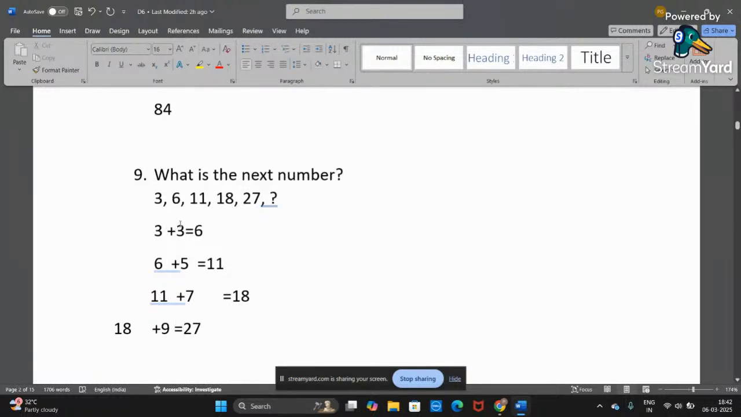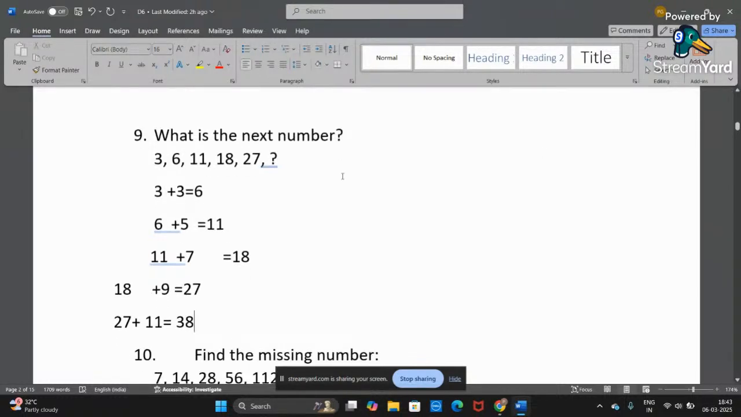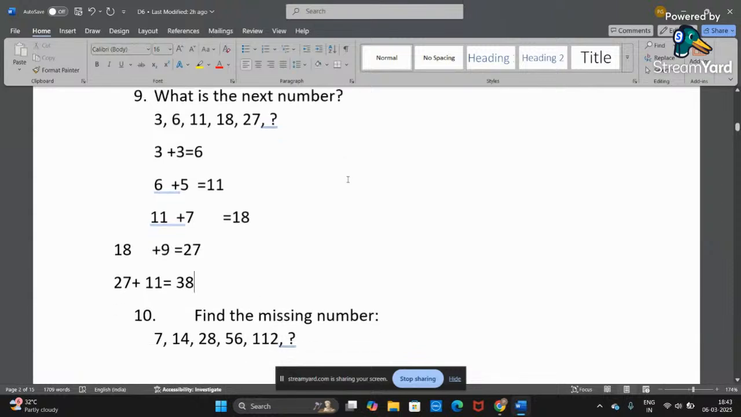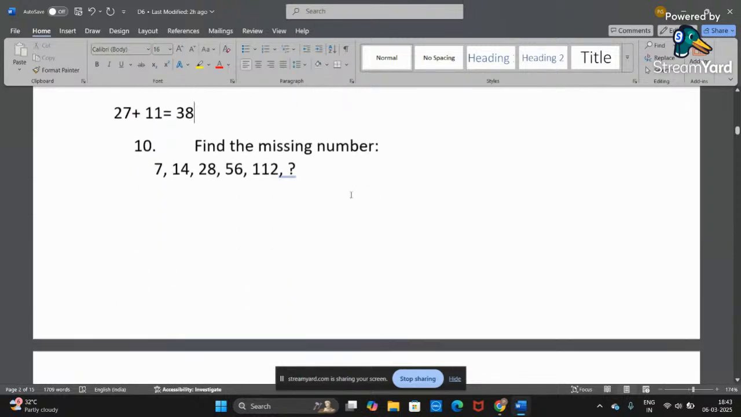Here, we find the continuous odd numbers, right? 3, 5, 7, 9. So the next number should be added with, what is the next odd number? It is 11, right? So your answer will be 38. Yes. Any doubt? Okay, we'll move on to the next one.